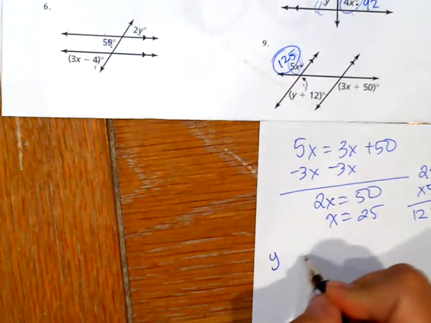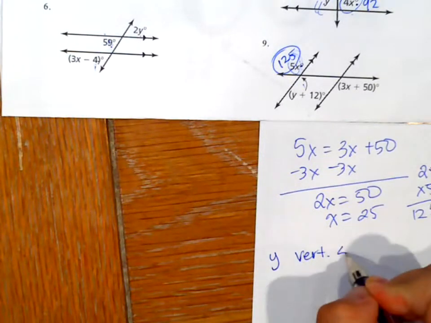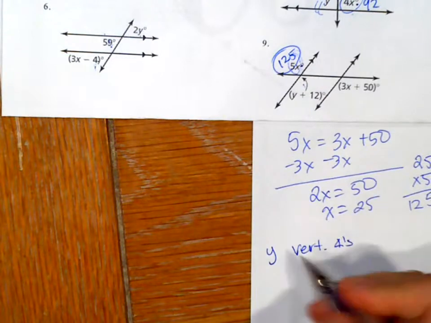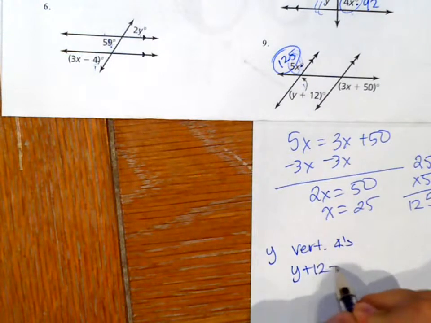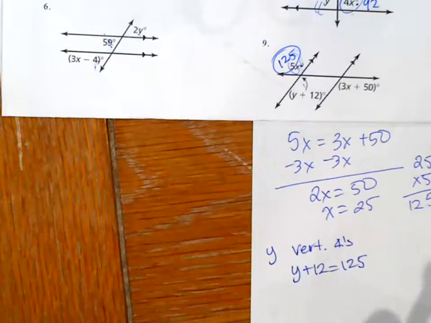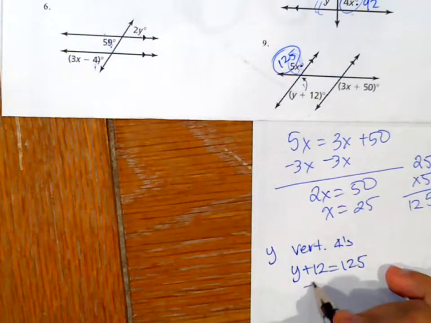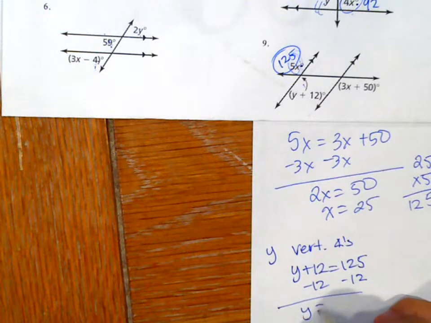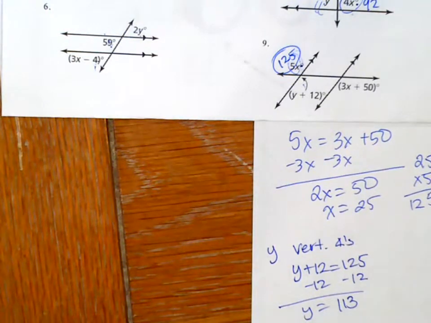For y, I have vertical angles. I'm going to just start abbreviating, and I'm going to set them equal to each other. Subtract 12, and y is equal to 113. All right. Any questions on those? Questions?